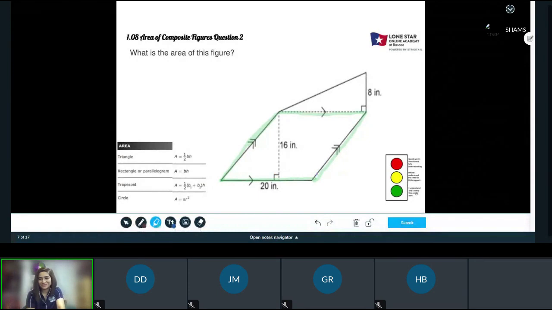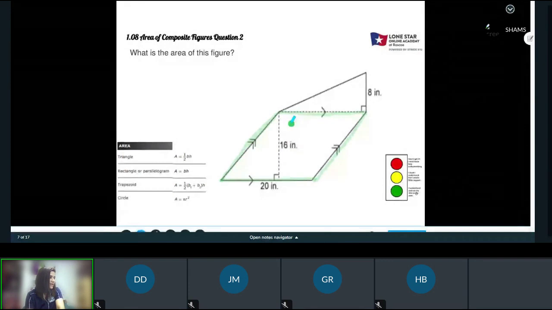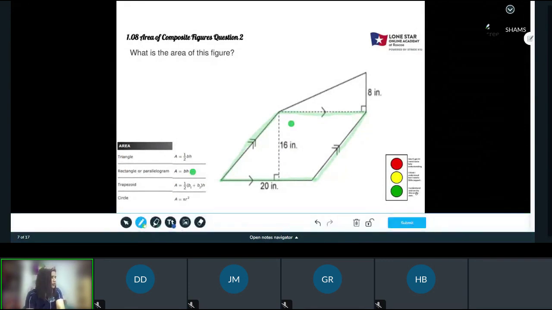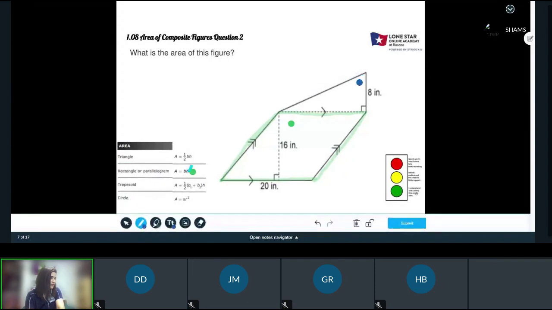Very good, Jennifer. It's again a parallelogram. See, opposite sides are parallel. These arrows show symbol of parallel. So I'm going to color code my work. I know this is a parallelogram and I have to use this formula base times height. Top part is a triangle. I'll use the formula for a triangle.